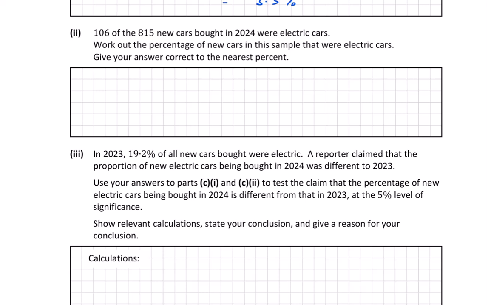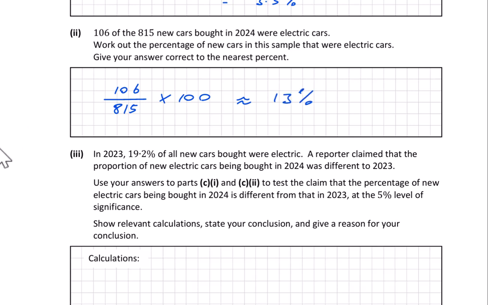106 of the 815 new cars bought in 2024 were electric cars. Work out the percentage of new cars in this sample that were electric cars. Give your answer correct to the nearest percent. So to find one number as a percentage of another number, you take that number, make it into a fraction first, put it over the other number, 815, and then multiply by 100. So that is, to the nearest percent, 13%.